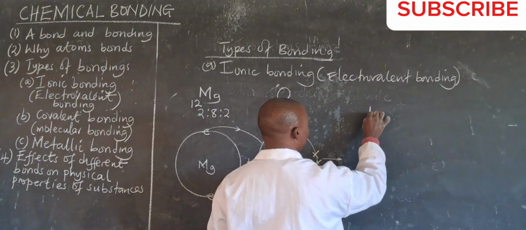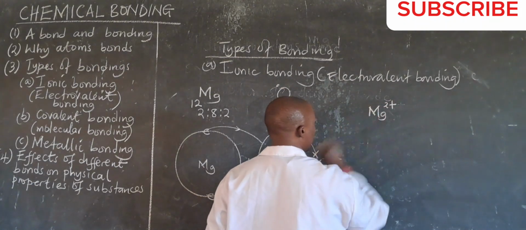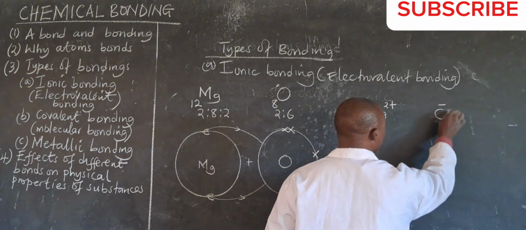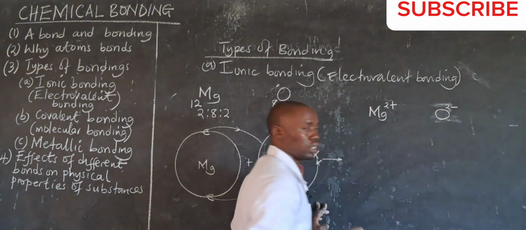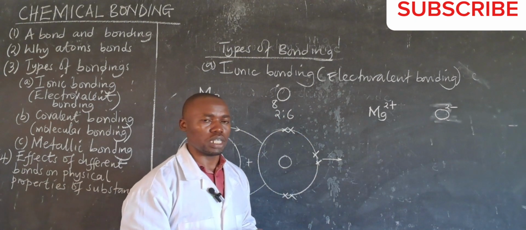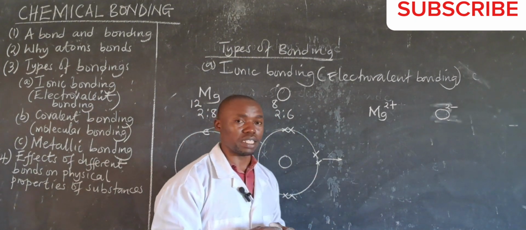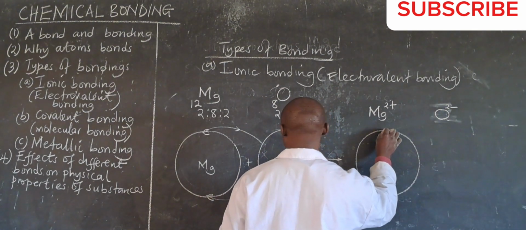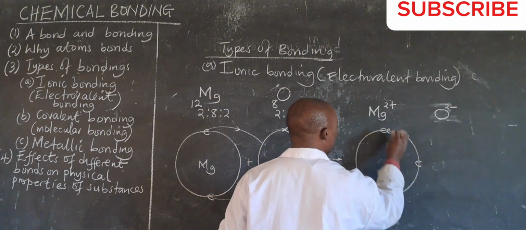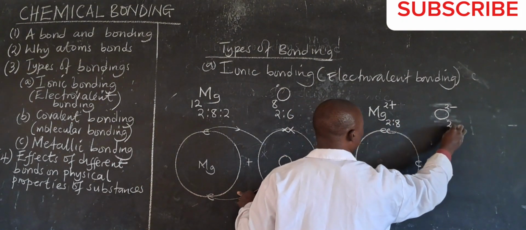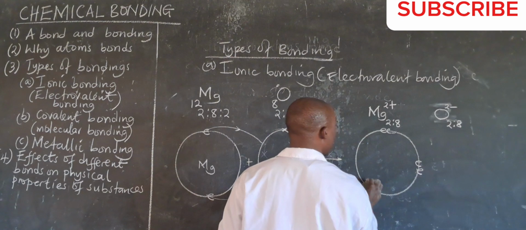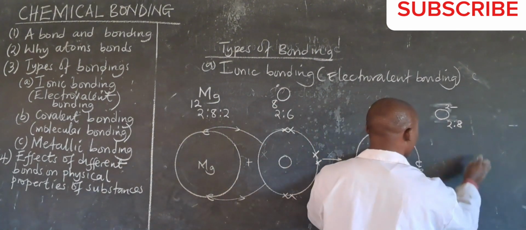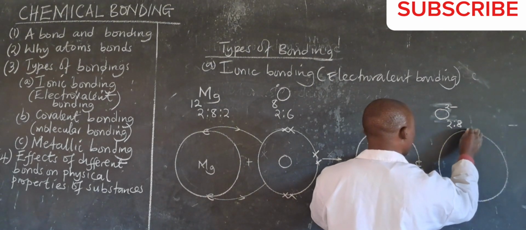So when we form this, we shall now have the magnesium ion here. Then here we shall have the oxide ion, which has gained 2 electrons. When an atom loses electrons, we give it a positive charge. When it gains electrons, we give it a negative charge. So here we shall have our magnesium with configuration 2, 8. This also has configuration 2, 8. So it has 8 here. These 8 are in the second last shell, then these 8 are for this last shell in here.